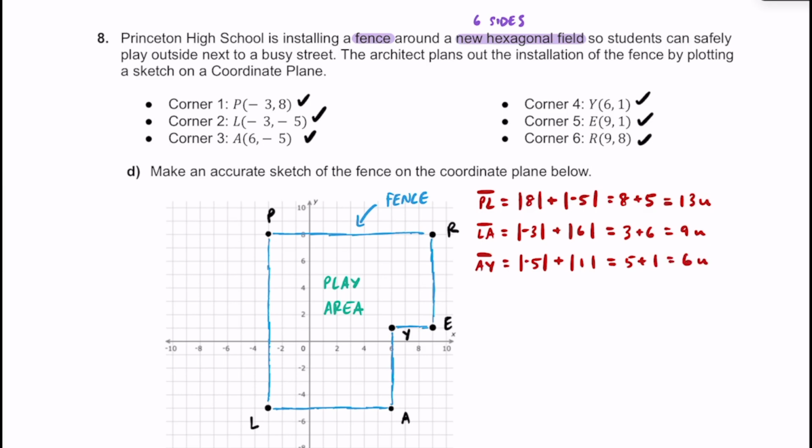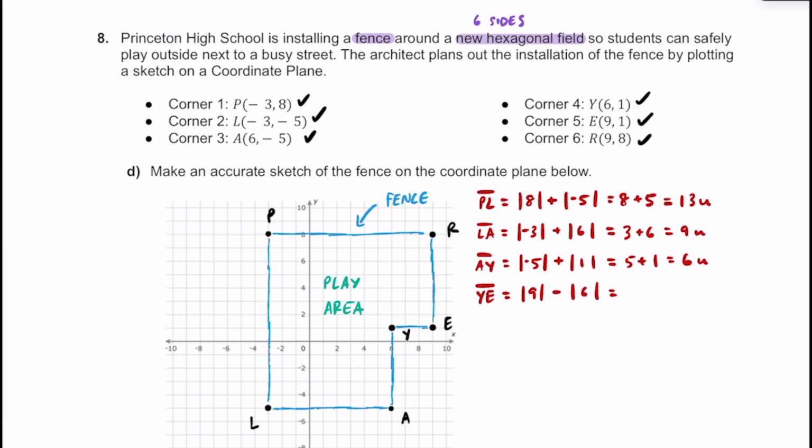All right, next we have from Y to E. They're in the same quadrant, so we're going to do something a little different here. This is at 6 and this is at 9. So to get the distance between Y and E, let's subtract their absolute values, the bigger one first. So it's going to be 9 minus 6.